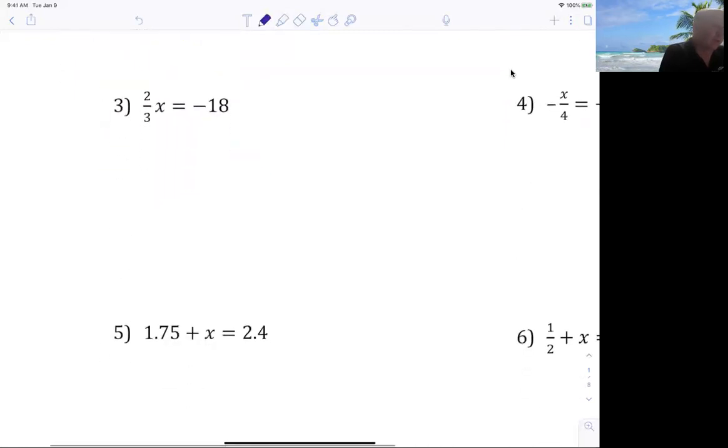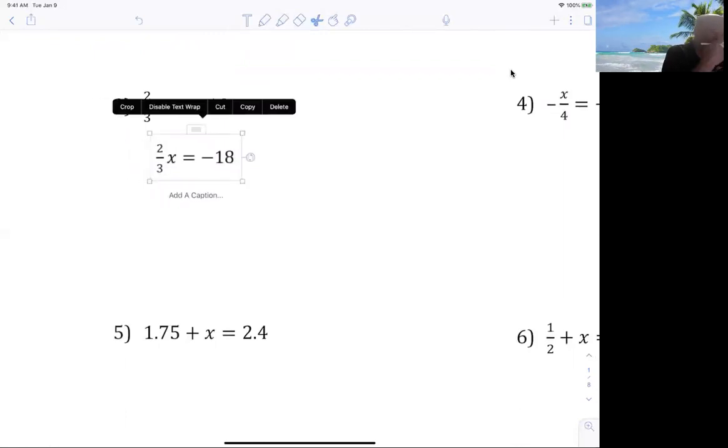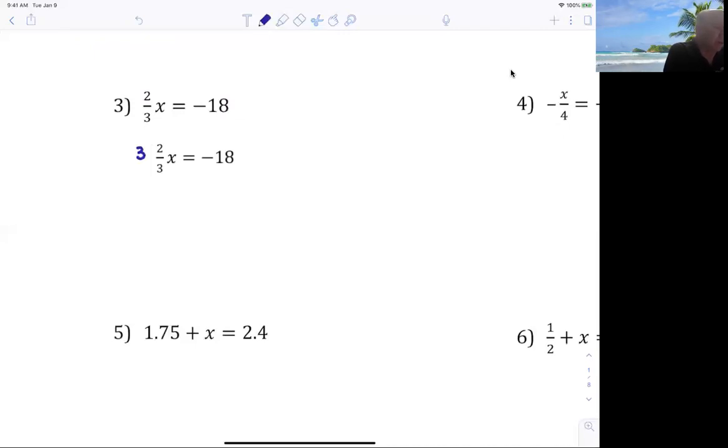All right, number 3. For question number 3, we have a fraction that we are multiplying. How do we undo a multiplication with a fraction? We always say we multiply by the reciprocal. What's the reciprocal of 2/3? That would be 3/2. So we're multiplying both sides by 3/2. Now the 3's cancel, the 2's cancel, and we end up with x equals.